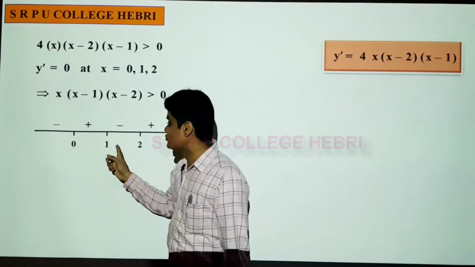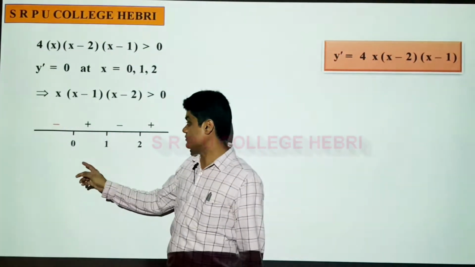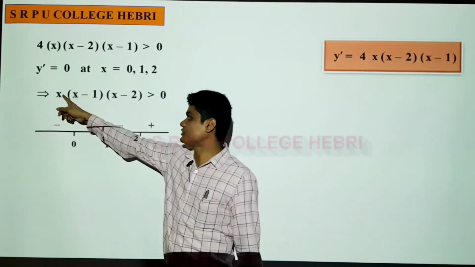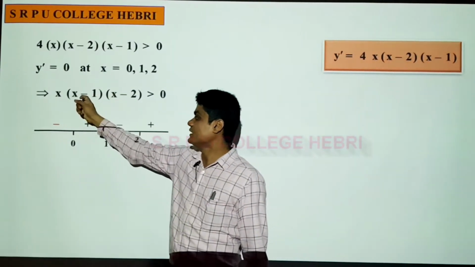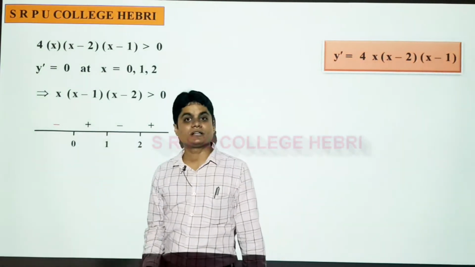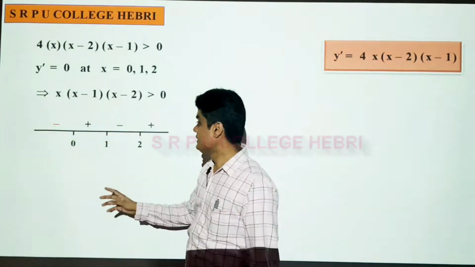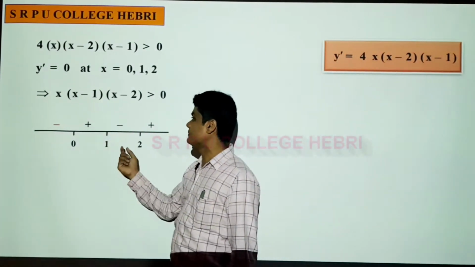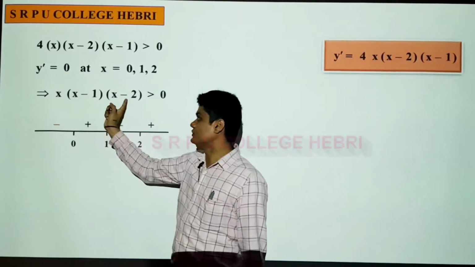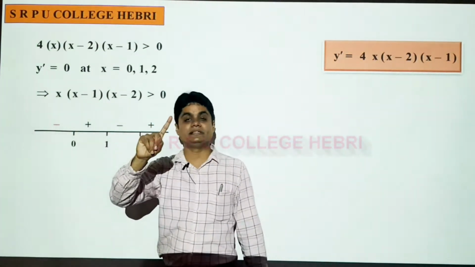Take a value between 0 and 1, check whether it is positive or negative. Okay, half. This is positive, this is negative, this is negative. That is, two negatives and one positive. So what is the product? Positive. Correct? Next, take a number between 1 and 2, 3 by 2. Positive, positive, negative. That is, two positives and one negative. Negative.